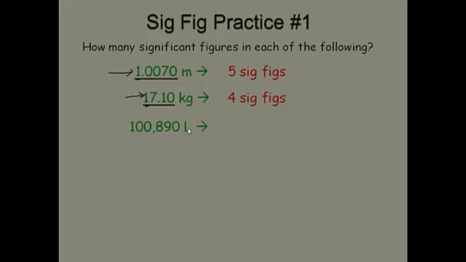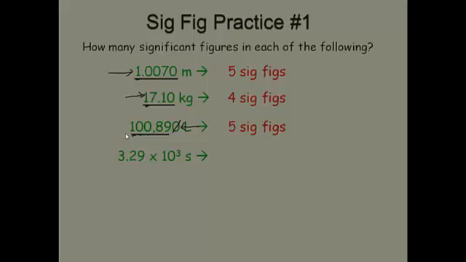100,890. No decimal, so decimal is absent. We're going to start counting from the Atlantic side. We don't count the 0. We start counting at the first non-zero, and then we have 1, 2, 3, 4, 5. 5 sig figs. Those 5 digits are significant.